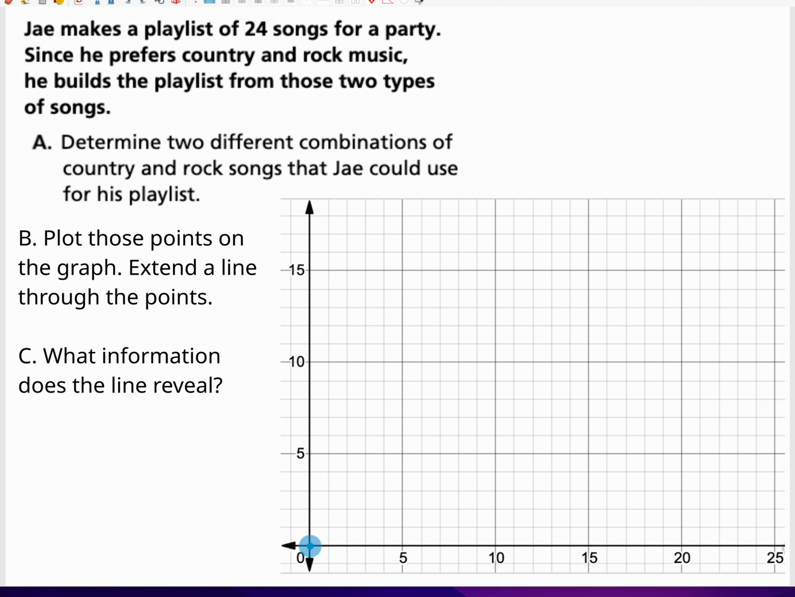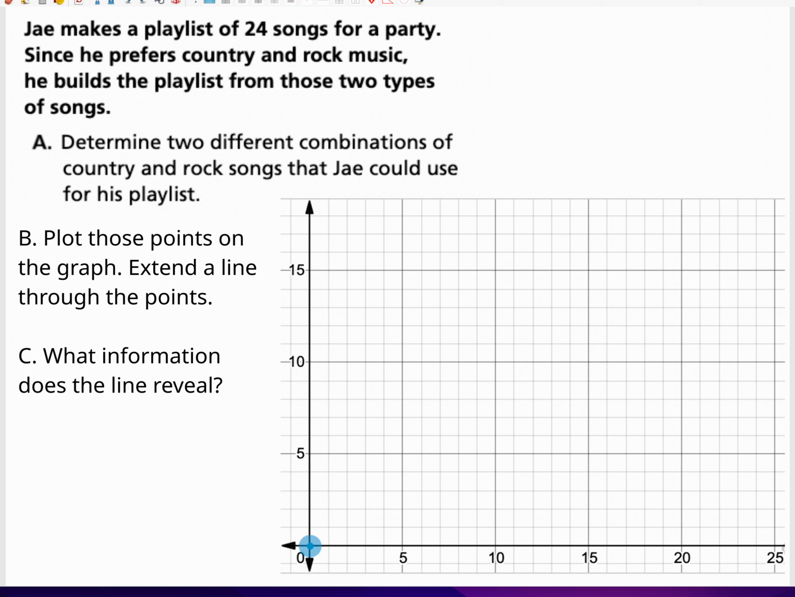I see where you guys are going with this. Kurt? 14 country and 10 rock. 14 country, 10 rock. Holton? You can do 18 rock and 6 country. 18 and 6. I like it. Cooper, last one. 9 rock and 15. 9 rock, 15 country. All right. Super good job, guys. I like the way you did that.